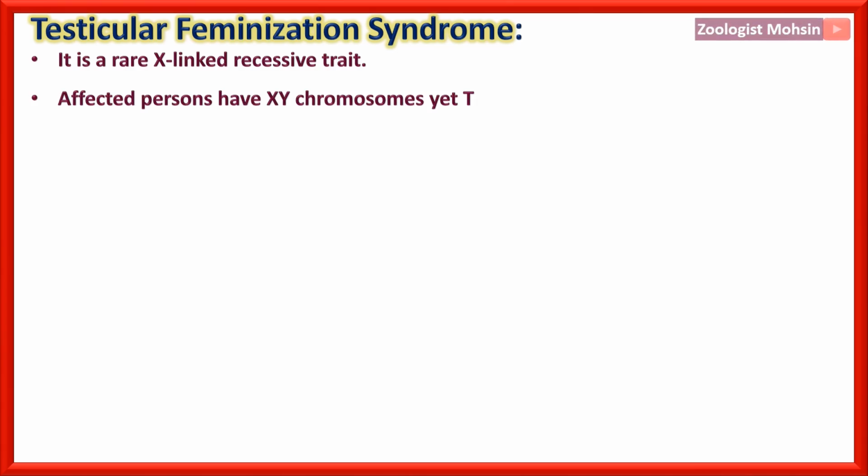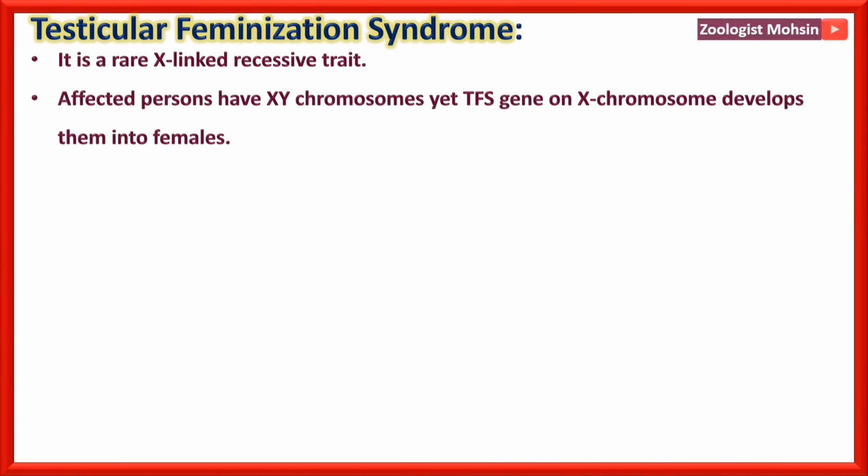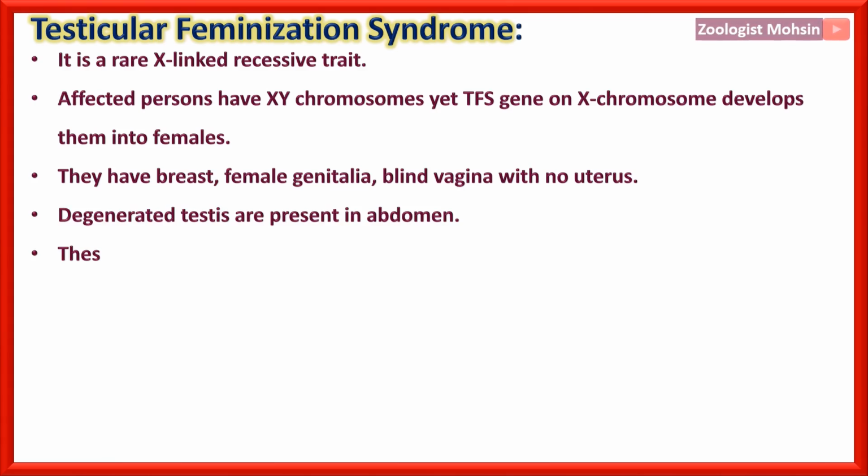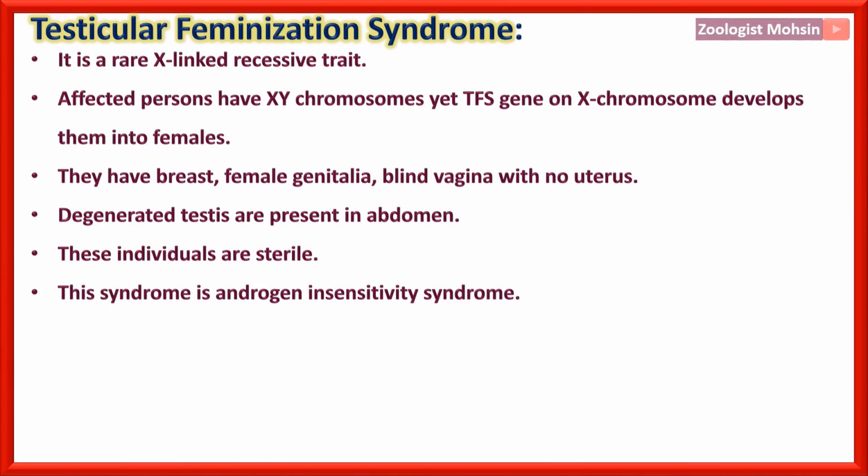Testicular feminization syndrome. It is a rare X-linked recessive trait. Affected persons have XY chromosomes, yet the TFS gene on the X chromosome develops them into females. They have breasts, female genitalia, and a blind vagina with no uterus. Degenerated testes are present in the abdomen, and these individuals are totally sterile. This syndrome is androgen insensitivity syndrome. It means androgens do not affect persons having this condition. Testosterone has no effect on them as well.